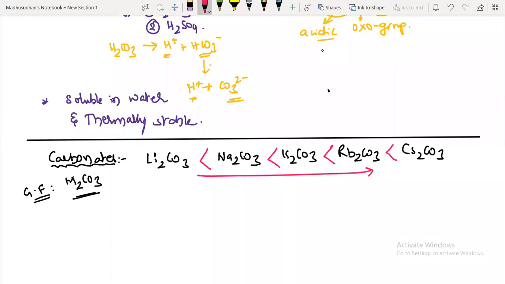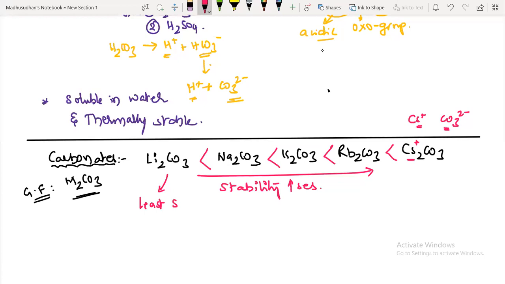The stability increases from top to bottom. The reason is very simple. As you go down the group, the size of the cation increases, so the electropositive character increases, right? So a large size cation with a large size anion gets easily stabilized. Cesium is a very big cation and carbonate is also a little bigger. So stability increases down the group. But out of these, lithium carbonate is the least stable, right?